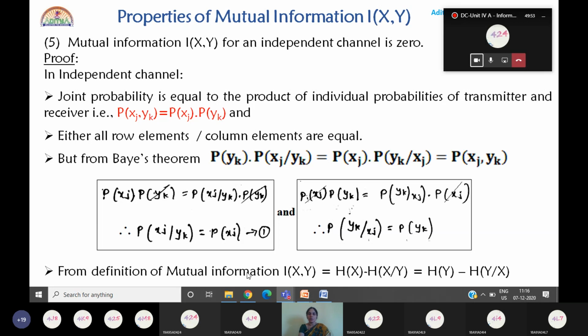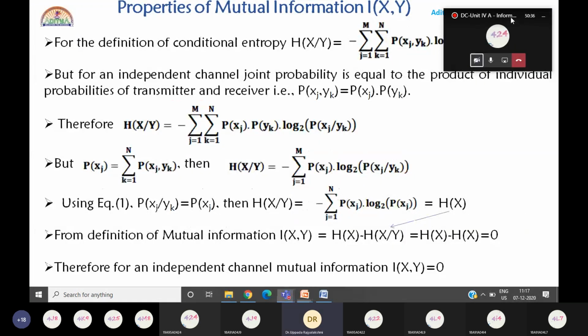Now, from the definition of mutual information, you already know the definition of average mutual information. Whenever I represent capital I of x comma y, that is not the mutual information of a particular event. It is the average of mutual information. So, from the third property, we obtained H of x minus H of x by y, or H of y minus H of y by x. So remember this equation. Let us move to the next slide.